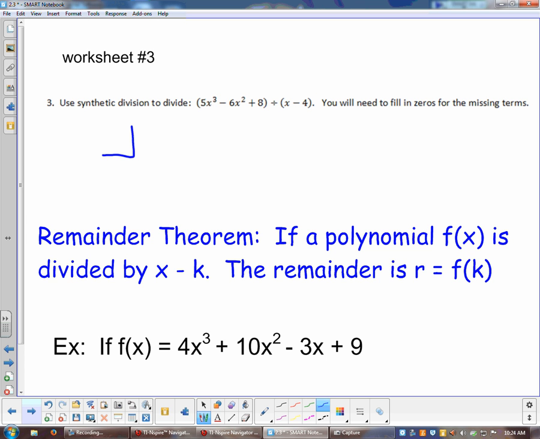What number am I putting in the box? 4. What numbers am I putting next to the box? 5, minus 6, 0, 8. You must have that 0, or you will get the wrong answer. Justin, talk me through this, please.